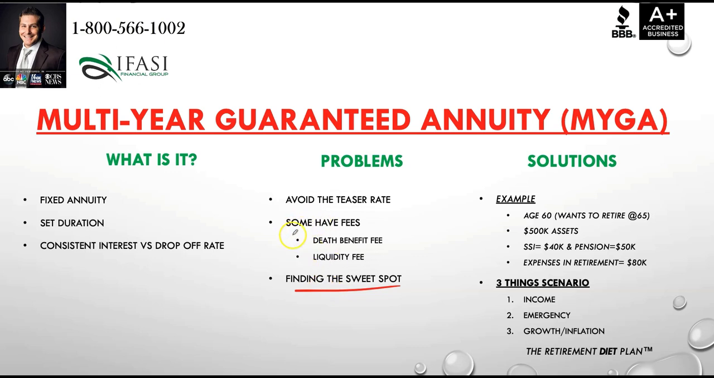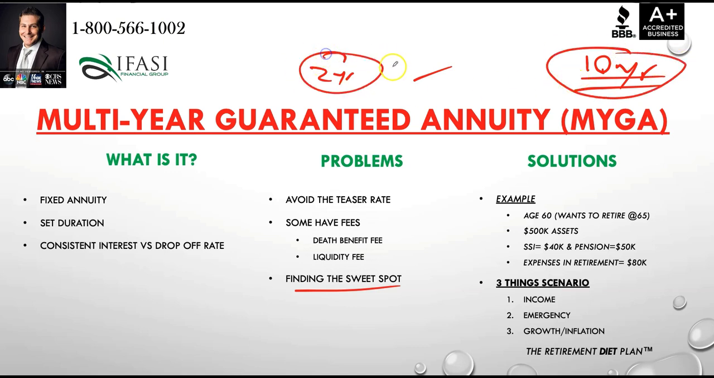And lastly, it's all about finding the sweet spot. What I mean by that is typically the longer that you hold your monies in these accounts, the higher the fixed interest rate will be. You have some that will be a 2-year MYGA, you have 3-year, 4-year, 5-year, 6-year, all the way up to 10-year multi-year guaranteed annuities. The 10-year is going to pay a higher rate of return than the 2-year because the individual is risking their monies for a longer duration of time.